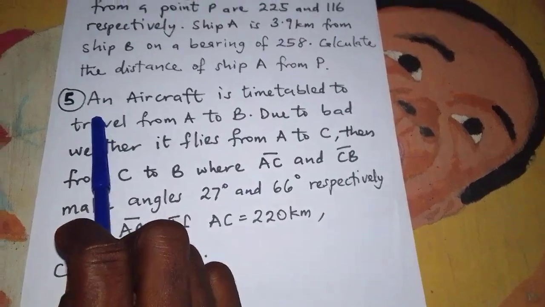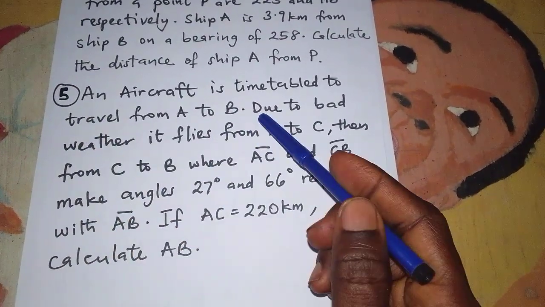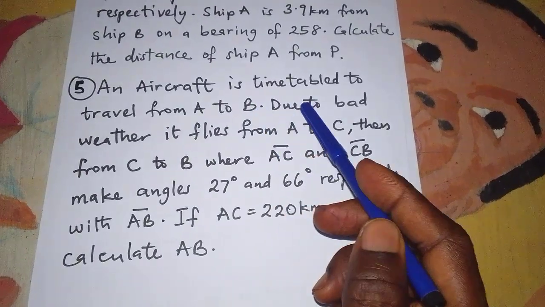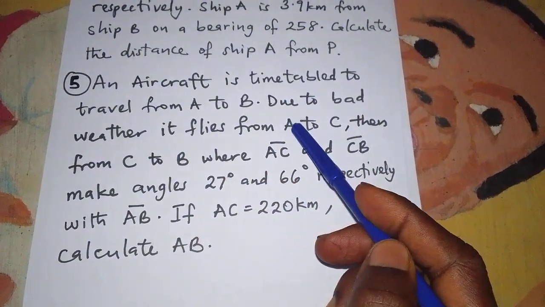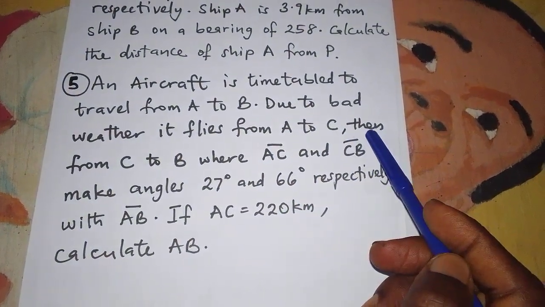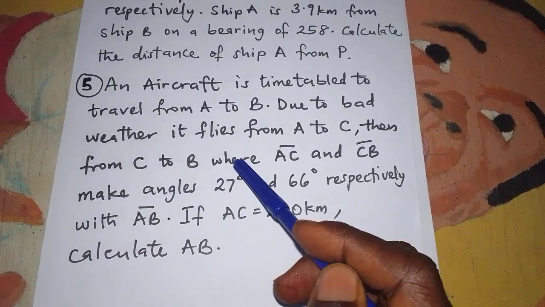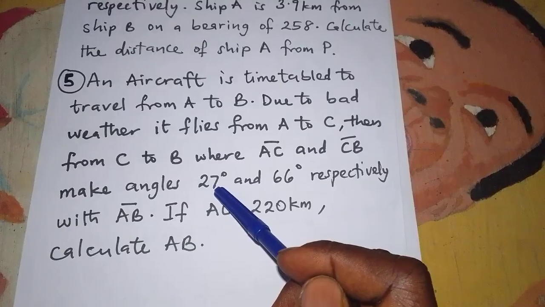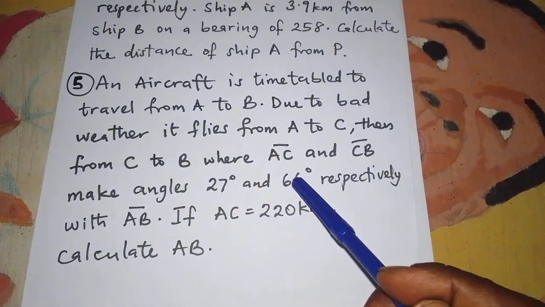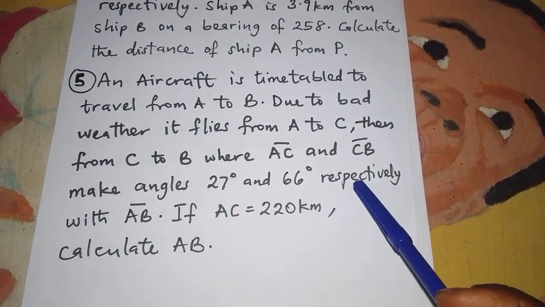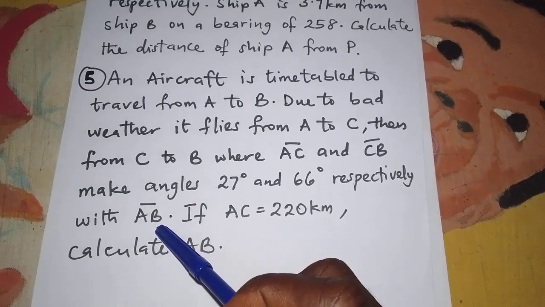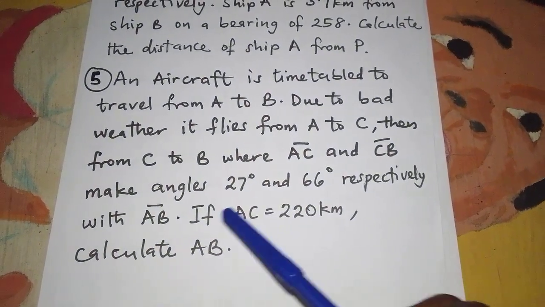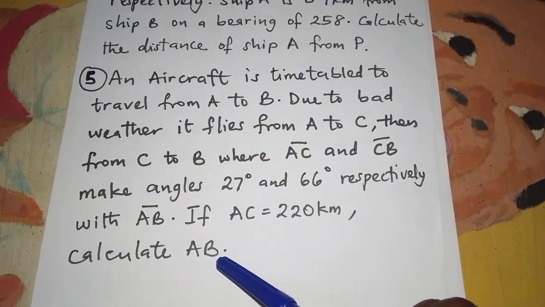Number 5. An aircraft is timetabled to travel from A to B. Due to bad weather, it flies from A to C, then from C to B, where AC and CB make angles 27 degrees and 66 degrees respectively with AB. If AC is 220 kilometers, calculate AB.